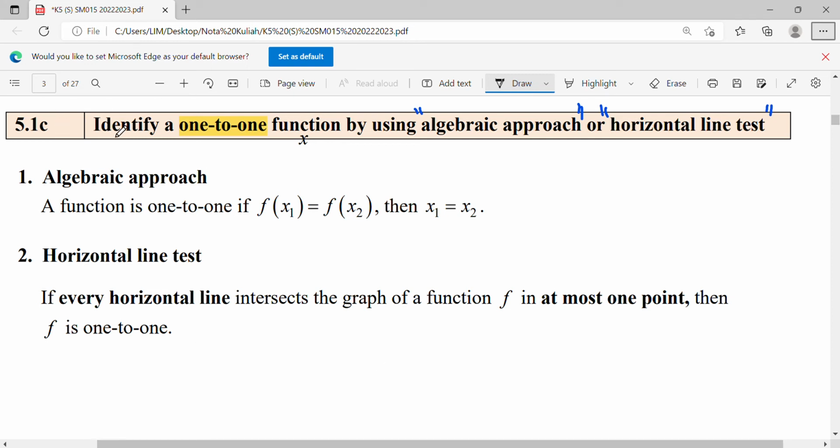Okay, so to identify a one-to-one function by using the algebraic method, we will substitute x1 and x2 into the function. Try to simplify and find out x1. So if your x1 answer is equal to x2, means what? Means this function is one-to-one. So actually x1 and x2 are different values, but if you find the value is the same, it comes back to one-to-one.